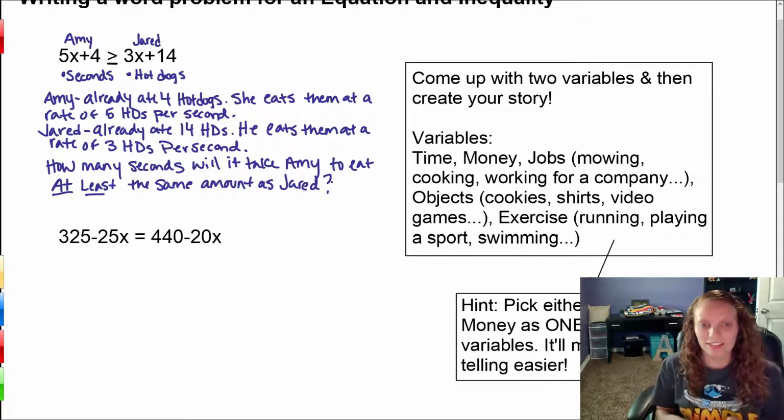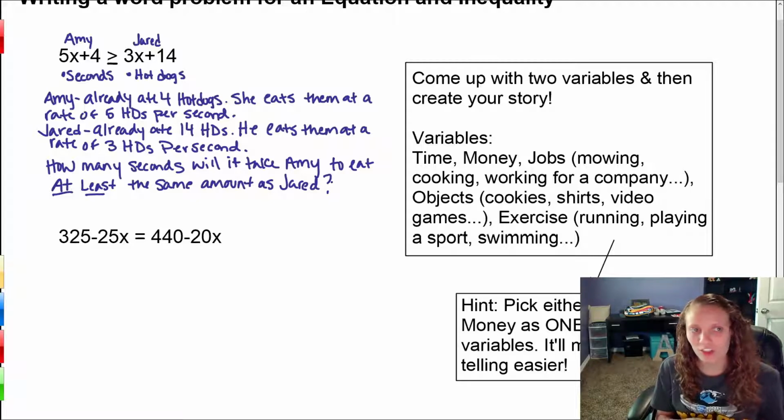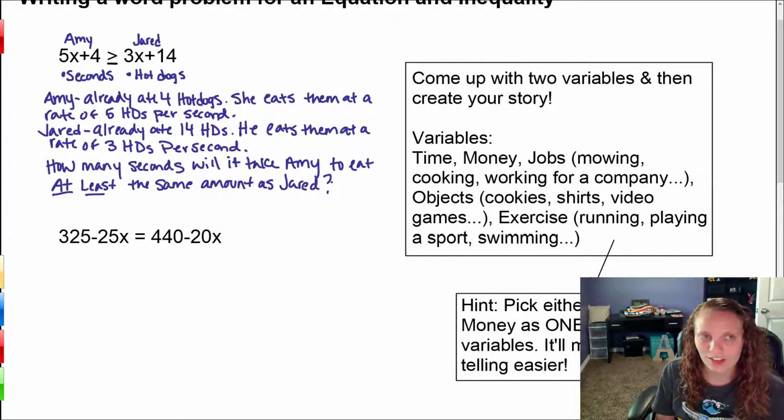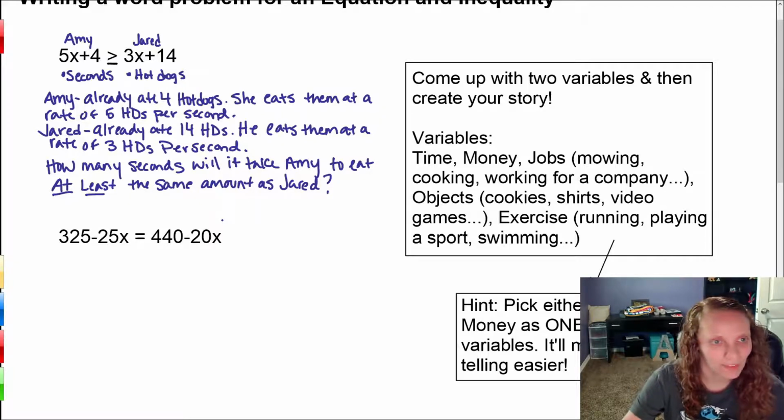Okay, so I asked how long will it take Amy to eat at least the same amount as Jared. Amy started out behind. She started off with 4 hot dogs where Jared had already eaten 14. So I'm trying to figure out how long will it take her to have at least, and I use the words at least because it could be either equal to, because of the little line underneath the inequality symbol, or she needs to pass him completely. So equal or greater to Jared's amount of hot dogs that he's eaten. Okay, so there's an example of an inequality.